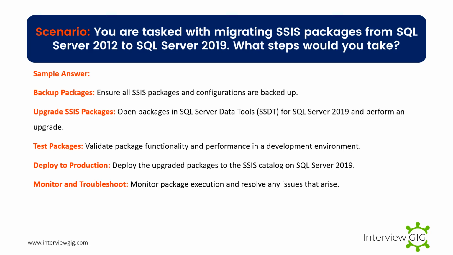Scenario: You are tasked with migrating SSIS packages from SQL Server 2012 to SQL Server 2019. What steps would you take? Sample answer: Backup packages. Ensure all SSIS packages and configurations are backed up. Upgrade SSIS packages. Open packages in SQL Server Data Tools for SQL Server 2019 and perform an upgrade. Test packages. Validate package functionality and performance in a development environment. Deploy to production. Deploy the upgraded packages to the SSIS catalog on SQL Server 2019. Monitor and troubleshoot. Monitor package execution and resolve any issues that arise.